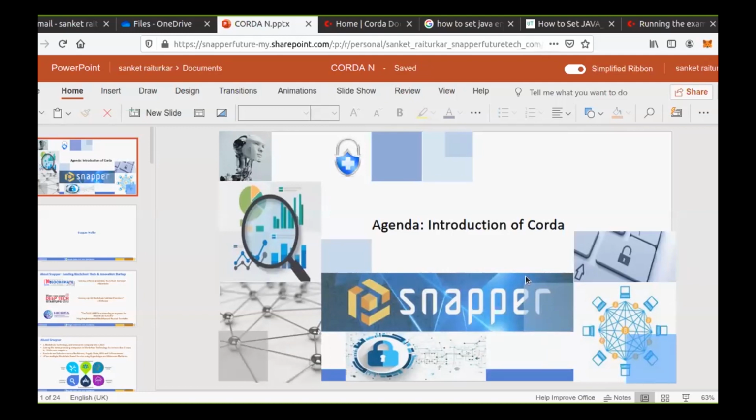Okay. All right. So let me start with the introduction of our company. First of all, let me introduce myself. I'm Sanket Raiturkar. I'm a blockchain engineer with Snapper Future Tech, and I have worked on POCs and projects in Ethereum, Hyperledger Fabric, and am now currently working in Corda.